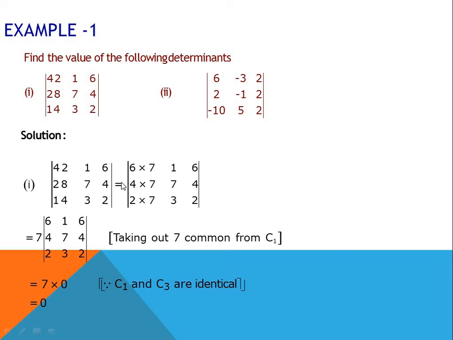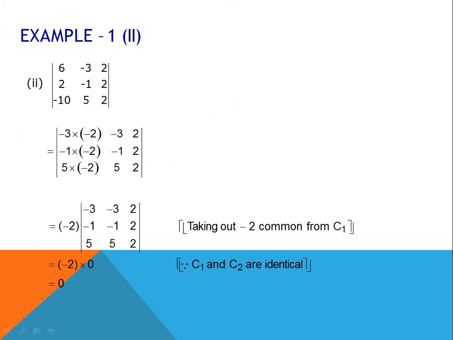So we are using the property that if anything is common in a column, then that common element is taken out of the determinant, and the determinant will be equal to 642, 173 and 642. Now if you observe, the first column and the third column are identical. If two rows or two columns are identical, then the value of the determinant is 0. This is the property which we are using. So finally 7 into 0 will be equal to 0.